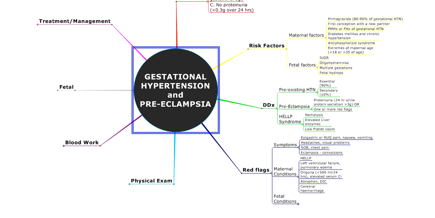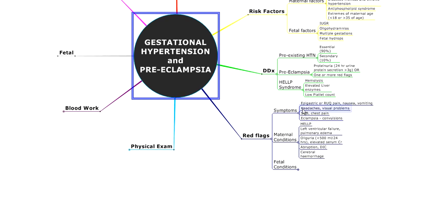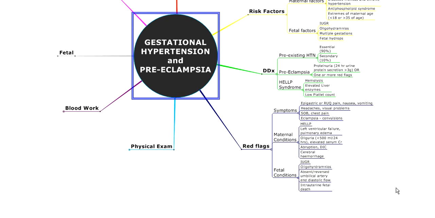The fetal conditions that constitute red flags include intrauterine growth restriction, polyhydramnios, umbilical artery end diastolic flow, which is absent or reversed, and intrauterine fetal death.